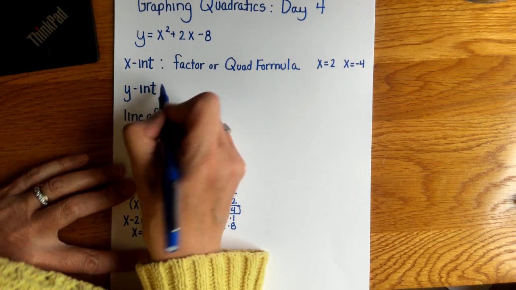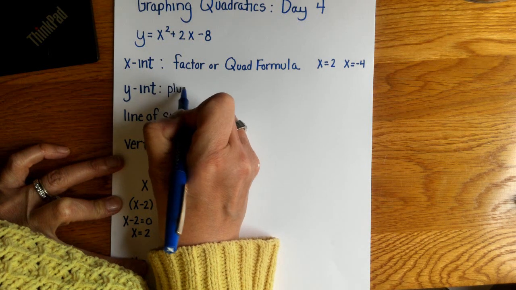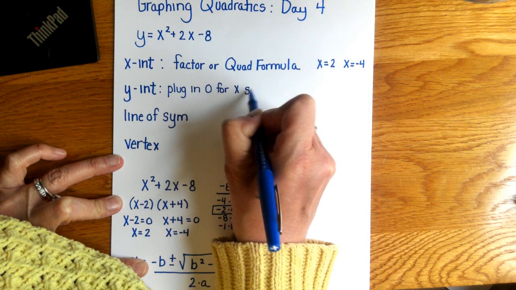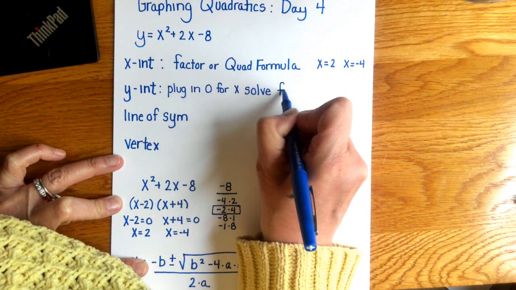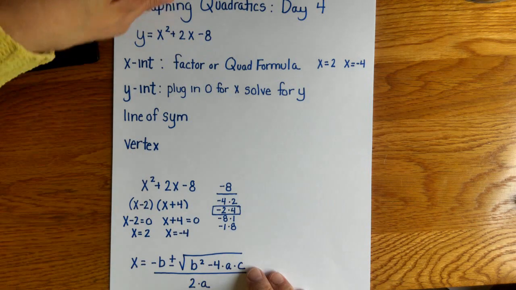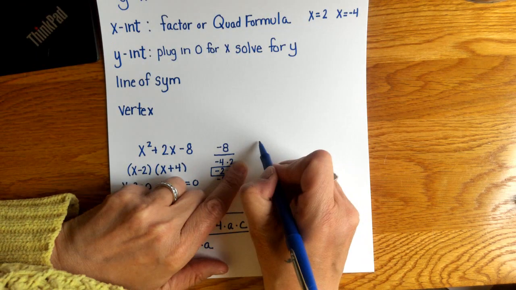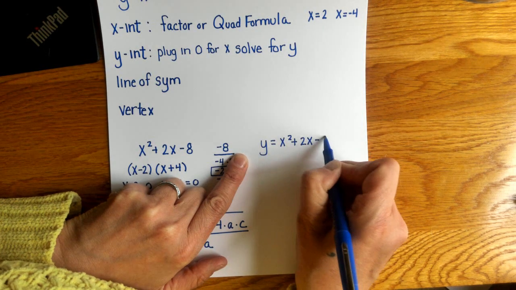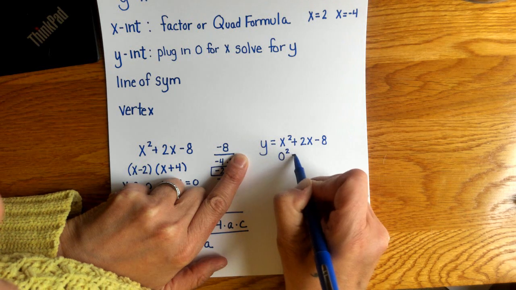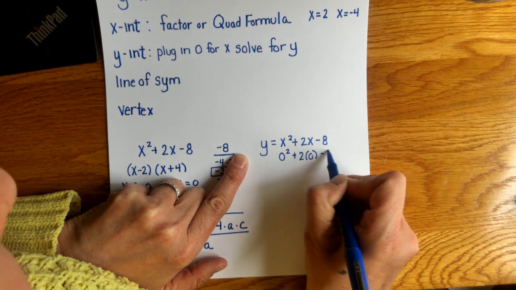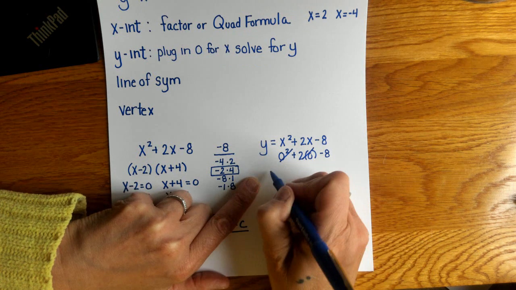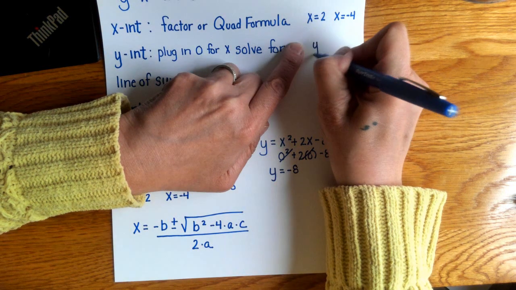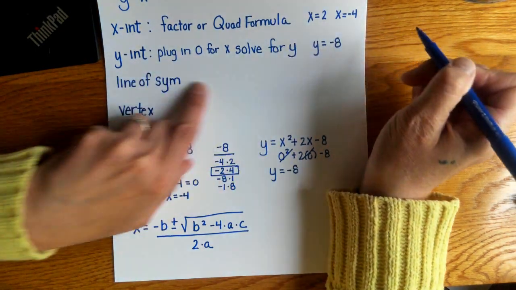To find the y-intercept, remember you plug in 0 for x and solve for y. So back to your original equation, y equals x squared plus 2x minus 8. I'm going to put in 0 for x. I will get y equals negative 8.